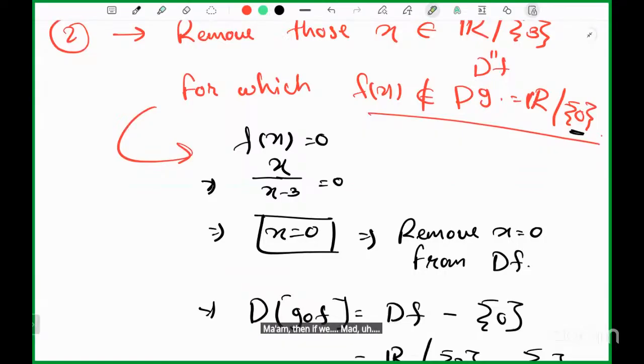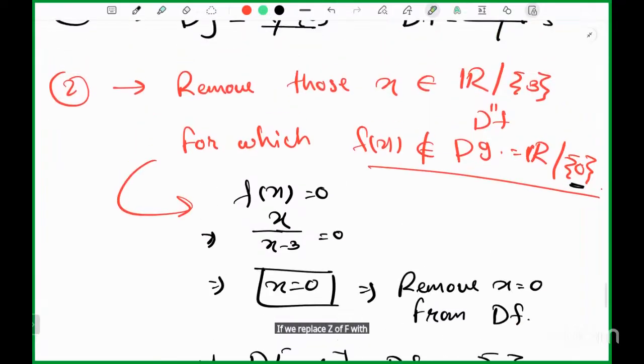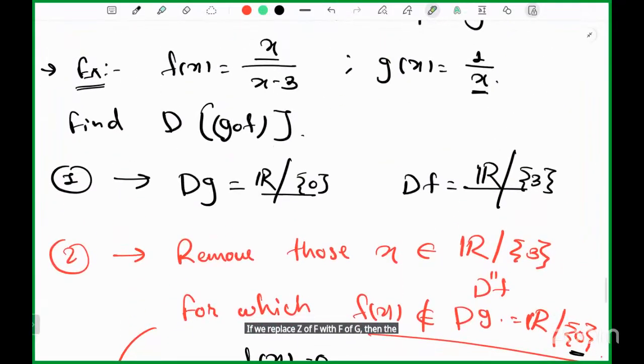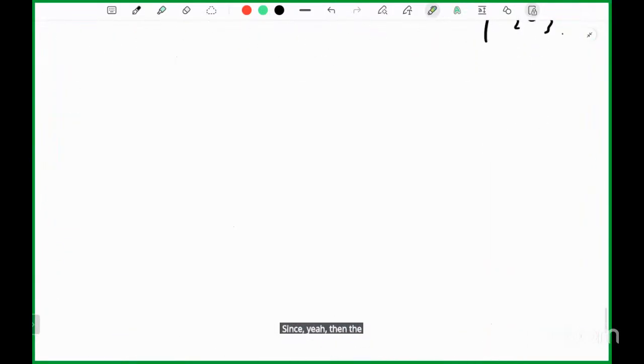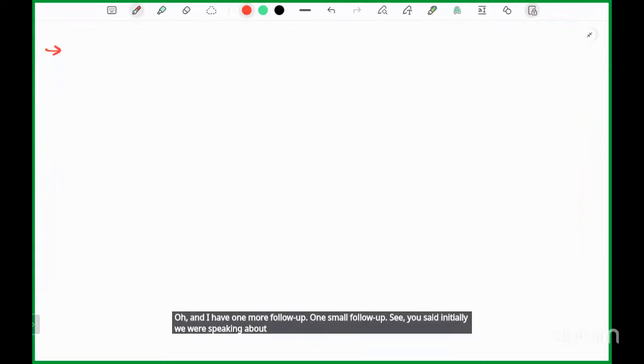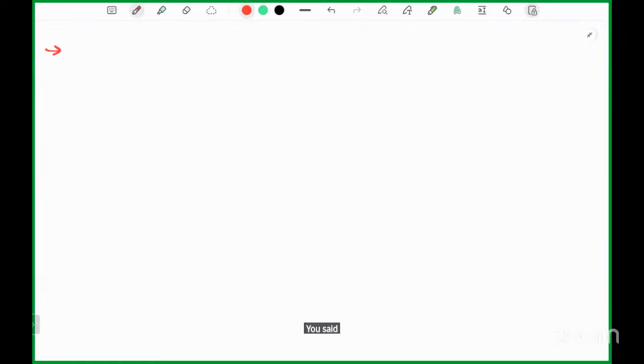If we replace g of f with f of g, then the domain will change. Yeah, then the domain will change. Okay, so let's try to do that. Now I have one small follow-up, ma'am. See, you said initially we were speaking about g of f. You said g of f should be well defined for the range of f of x, correct?